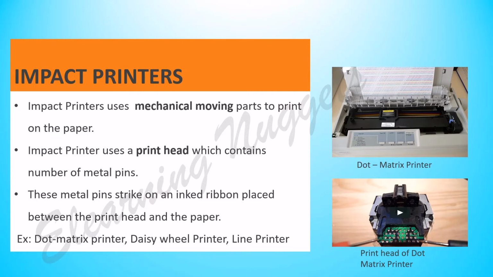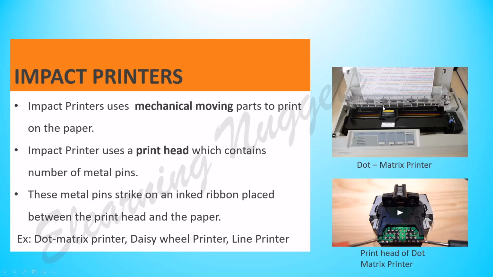What are impact printers? Impact printers are printers which are mechanical in nature. They have moving parts to print the characters on the paper. Impact printers use print head which contains number of metal pins. Here in this picture you can see this. This is the print head of a dot matrix printer.